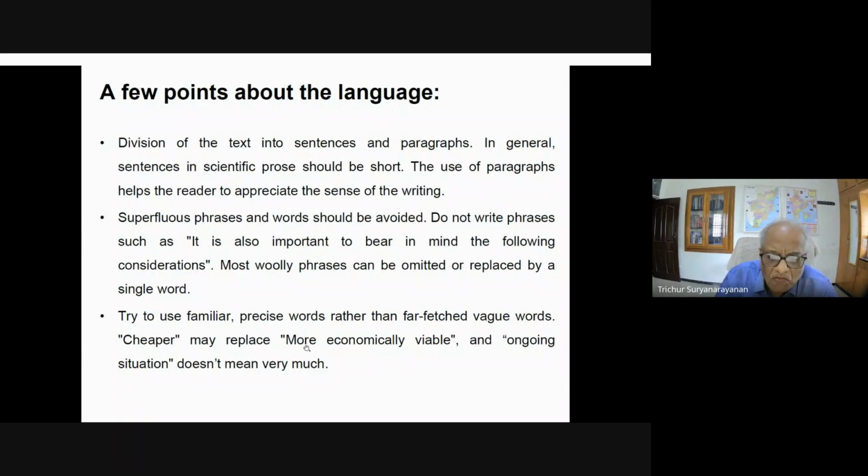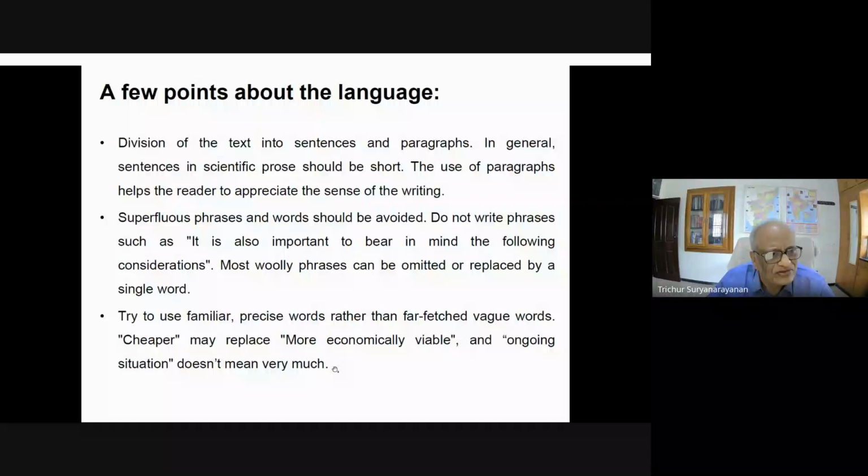Cheaper. See, don't say "this option is more economically viable." You just say this is cheaper. And don't say "ongoing situation." It doesn't mean anything. Even if you remove "ongoing situation," the sentence will still be meaningful.